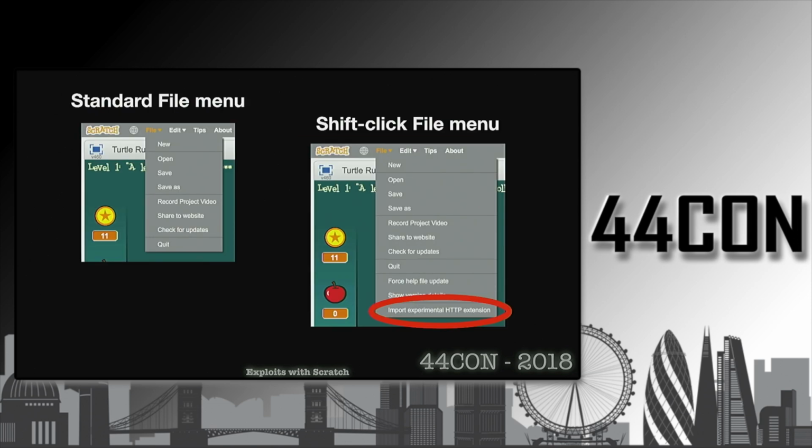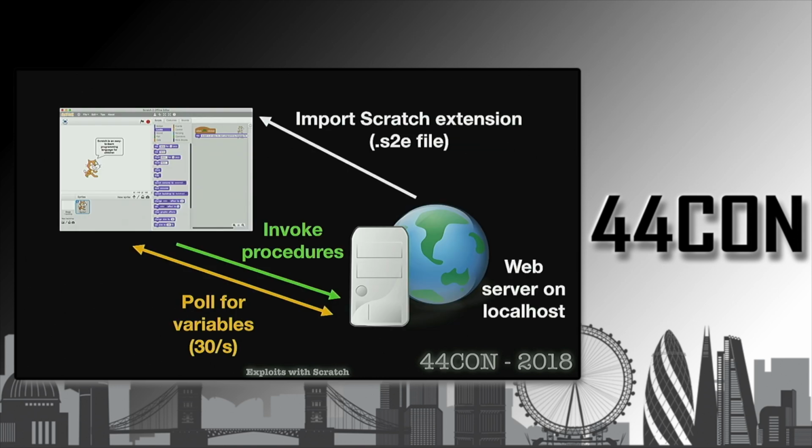Normally, when you click the file menu, you get this menu on the left. But if you shift-click it, you get the super secret file menu, which gives you extra options, one of which is import experimental HTTP extension. And that lets you into this world where you can extend Scratch to do other things. The way it works is you run a web server on your local host, only on your local host.